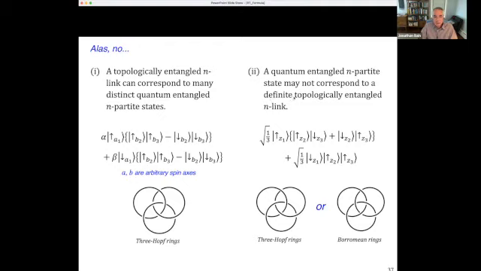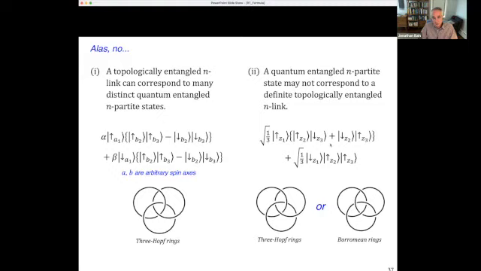The other counterexample Aravind mentions is this one: a quantum entangled n-partite state may not correspond to a definite topologically entangled n link, right? So here's a particular example of a tripartite entangled quantum state. And according to Aravind's intuition, it corresponds to either the three Hopf rings topologically entangled three link or the Borromean rings topologically entangled three link, each with a given probability, right? So if we measure subsystem one, there's a probability of a third that the two other subsystems become disentangled. And that corresponds to the Borromean rings three link.